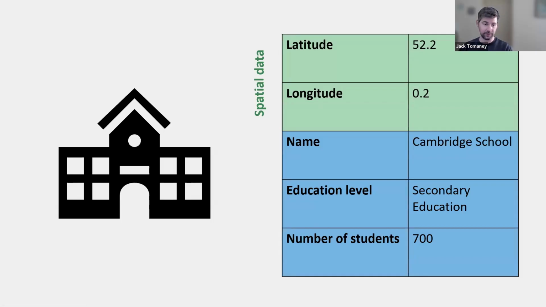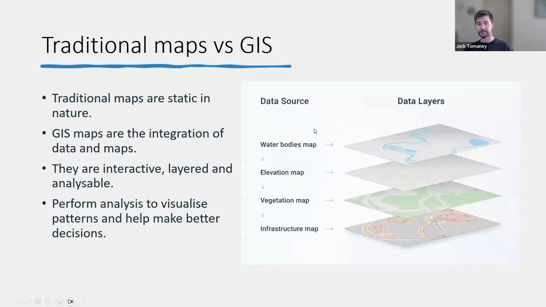Additional information, such as the name of the school, the level of education, the number of students, or really any characteristic that we could add about the school, is saved as the attribute data. So this is the I part, the information part. And the system part of GIS is what ties these two things together and makes this data useful for analysis.